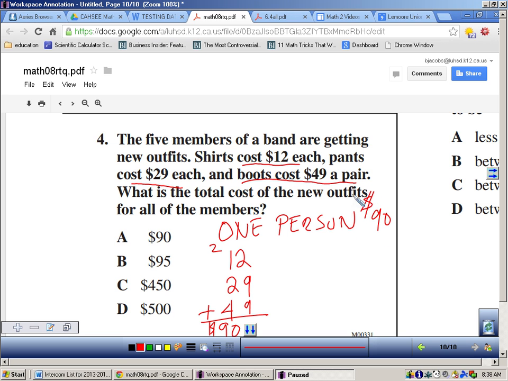But we have 5, right? So for the whole band, for 5 people, we're going to multiply by 5. So it would be 90 times 5. That's 9 times 5, 45. So 90 times 5 is $450. And that is your answer. 450, C.